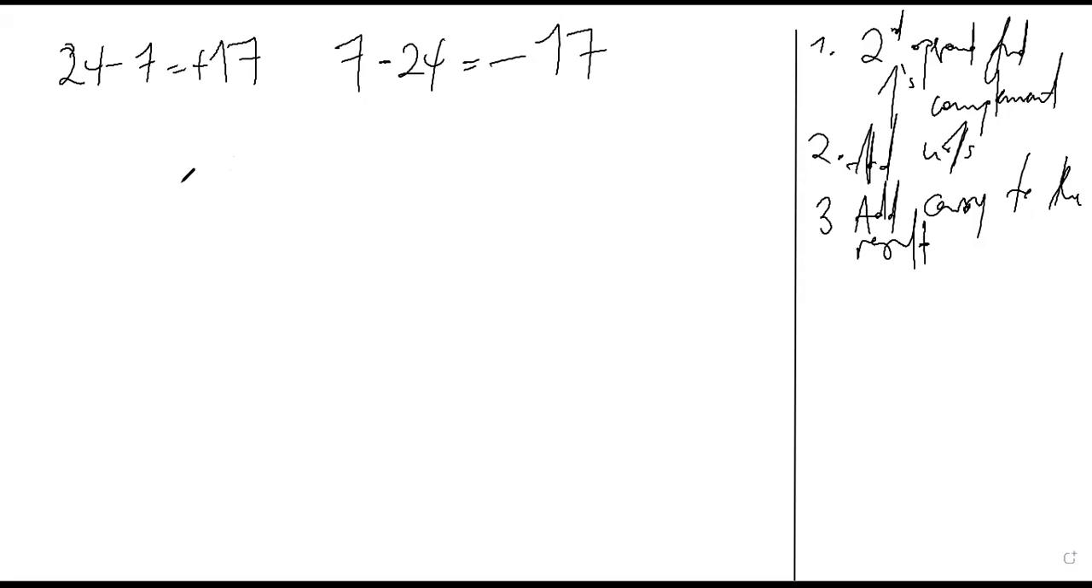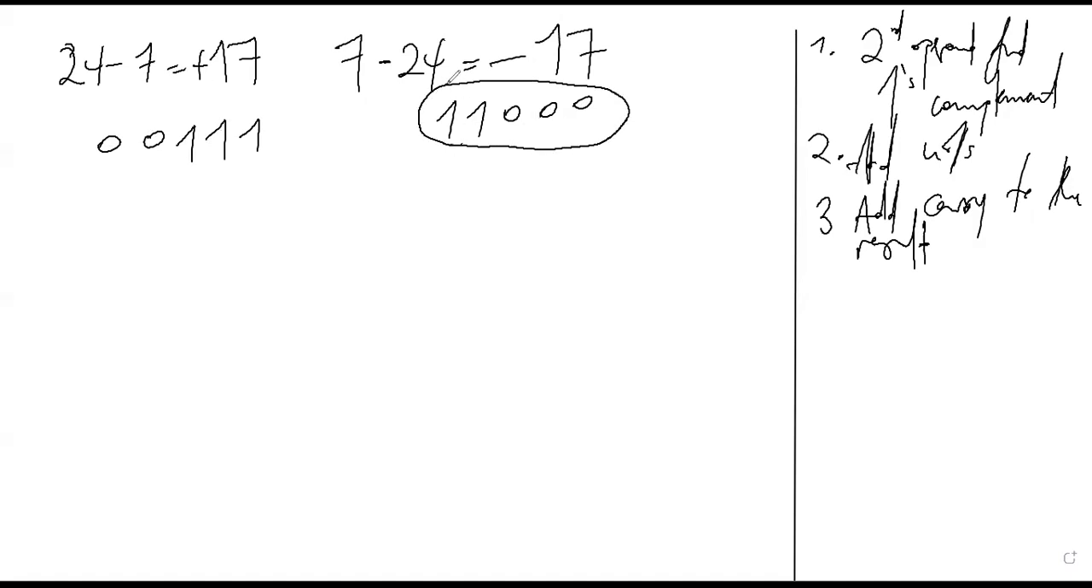You follow steps number 1, number 2, number 3. 7 is 111, and 24 is 1, 1, 0, 0, 0. Step number 1, take the second operand and find the one's complement. In this case, our second operand is 24. We find the one's complement is 0, 0, 1, 1, 1.